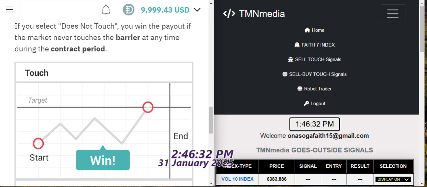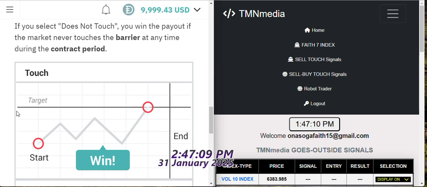Now, for goes outside too, you have goes outside and stays between. You are only working with goes outside. Goes outside is just exactly the opposite of touch. Goes outside has two barriers, one on top, one below. So we are simply saying for goes outside that this price is going to go above this level or going to go below this level. So you are actually picking two sides for goes outside. But for touch, which I'm covering in this video, I will simply explain it this way that I've done. You have a positive side.